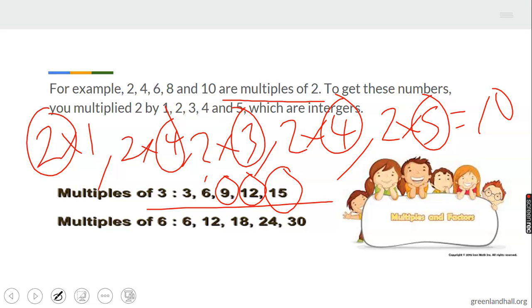Okay, 4 multiple 1, 4 times 1, 4 times 2, 4 times 3. That's how we go. So look at multiples of 6 also. 6 times 1 is 6, 6 times 2 is 12, 6 times 3, just that way.